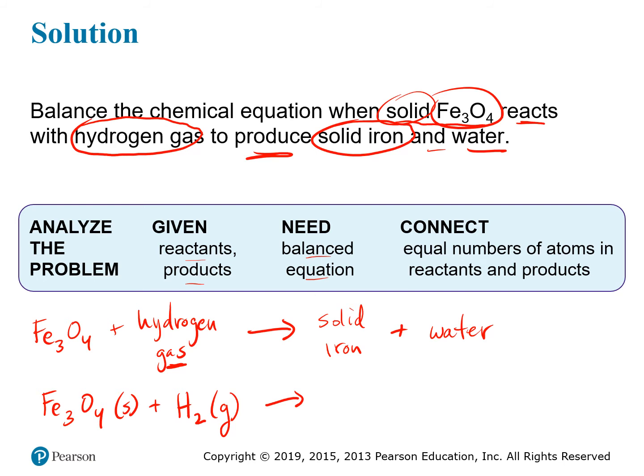On the product side, the first product that we have is solid iron. Okay? Just iron by itself is Fe. We don't have to worry about a subscript or anything like that, but it's in the solid form, it tells us, so we're going to put the S after it. Okay? And then the last one is water, and you should know that the formula for water is H2O. If you don't know that yet, you should learn that now. And water is obviously in the liquid state.